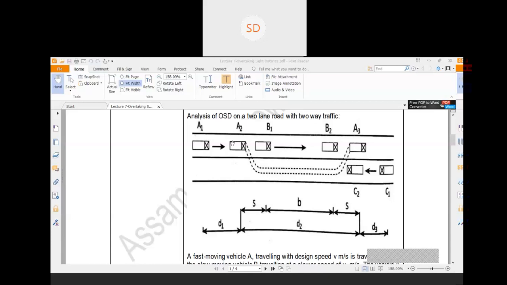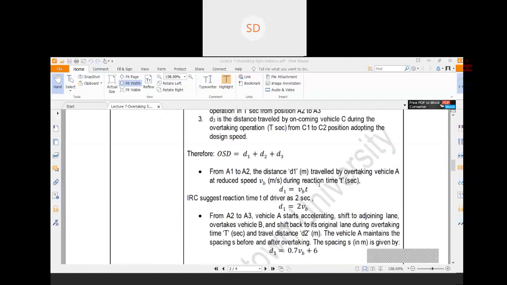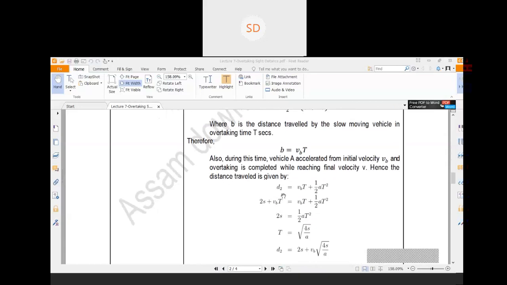After that, it will gain some acceleration, move forward, change its lane and overtake vehicle B, and move to position A3. So if the initial speed was Vb, the acceleration is A, and the total time taken is capital T, then by the basic formula, d2 is Vb into T plus half AT square.